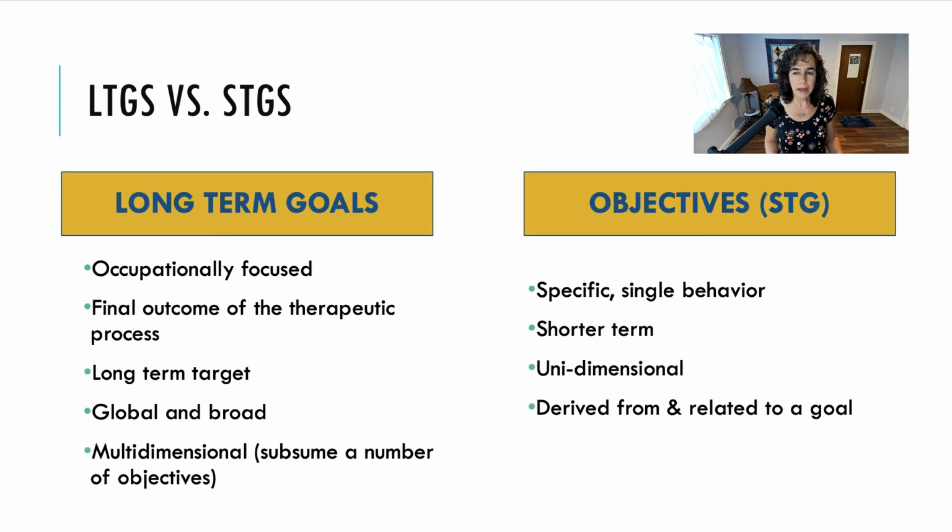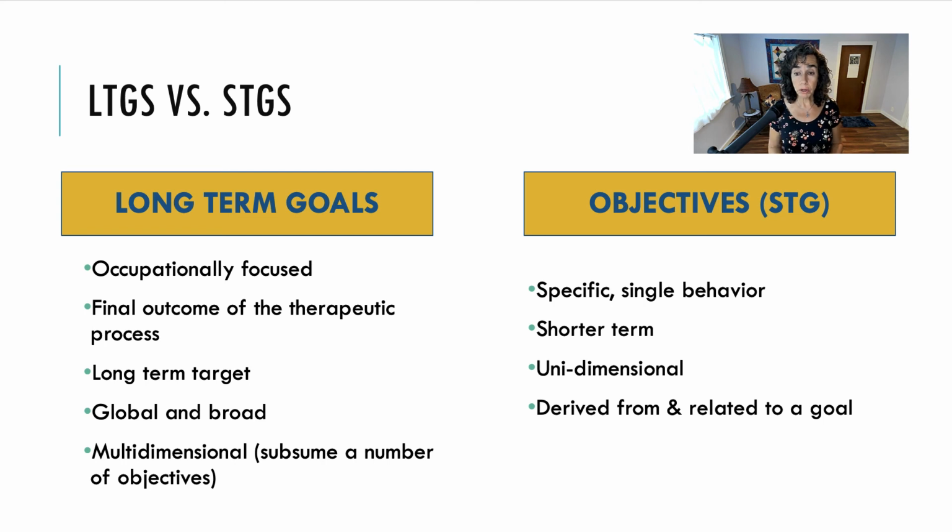Here's some different qualities of long-term goals versus short-term goals. Long-term goals are focused on occupation, so our big hunks, right? ADL, IADL, work, school, leisure. The final outcome of the therapeutic process. So in our examples, that's what we would want before discharge. They have a long-term target, they're global and broad, and they're multi-dimensional. So they would include a bunch of different objectives.